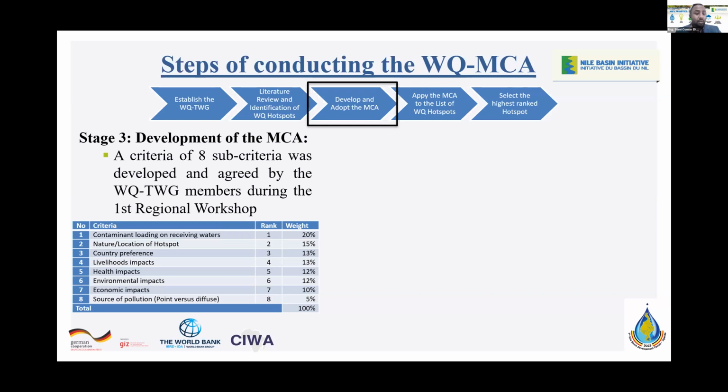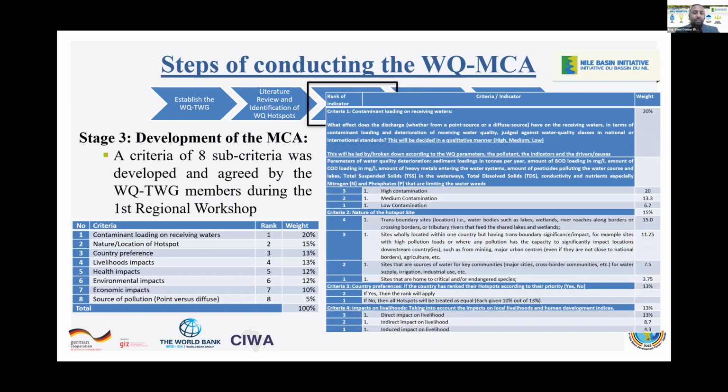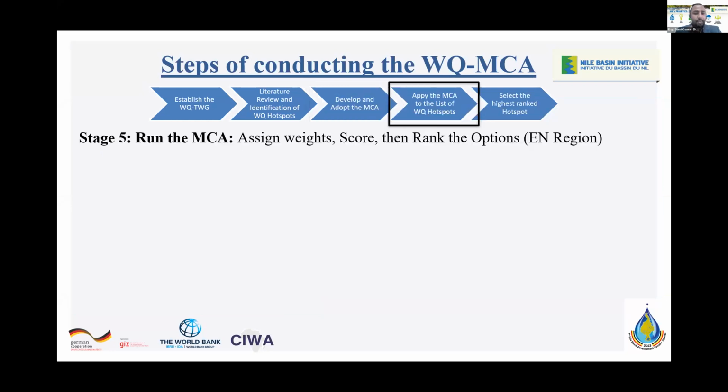We also weighted these criteria, and for each criterion you have a detailed assessment. For example, criterion number 4, which is livelihood impacts. Does it have a direct impact? Does it have an indirect impact? Or does it have induced impacts? And each one of them has its own weight. Similarly, criterion 3, the country preference. Is this hotspot a preference for the country or not? And several criteria were scored like that.